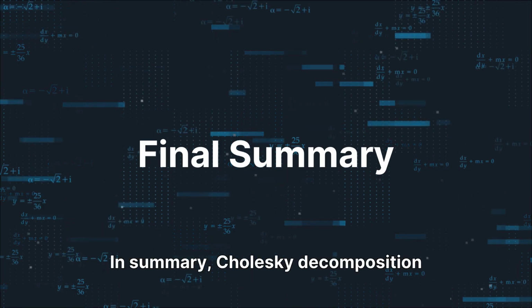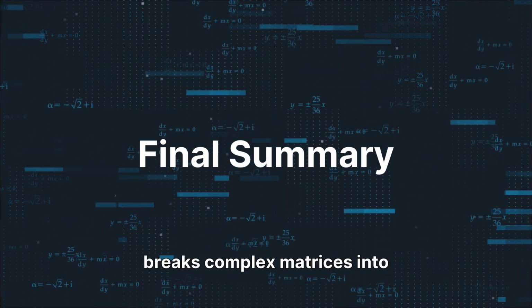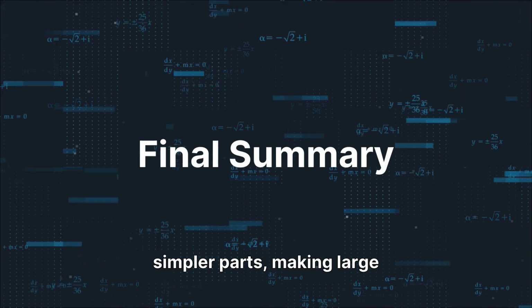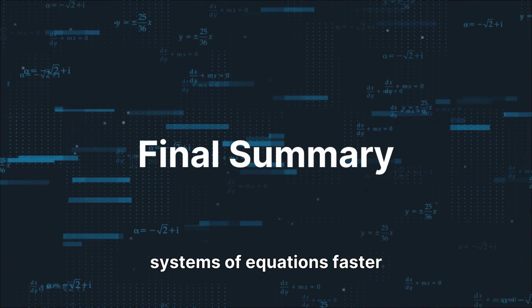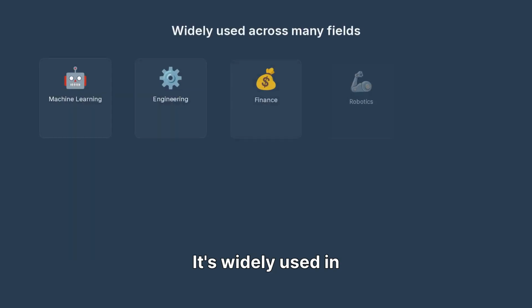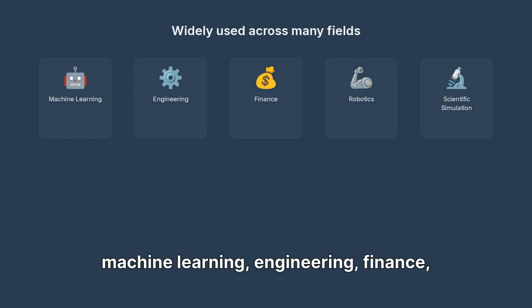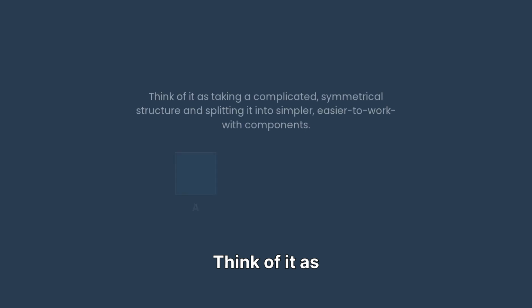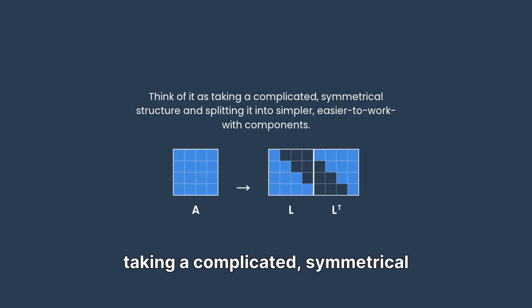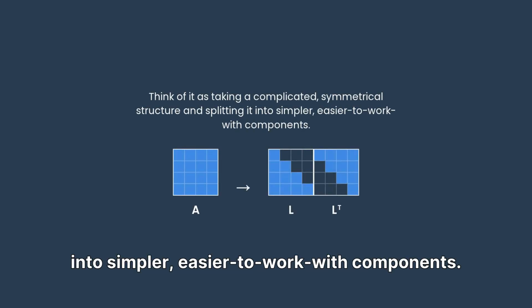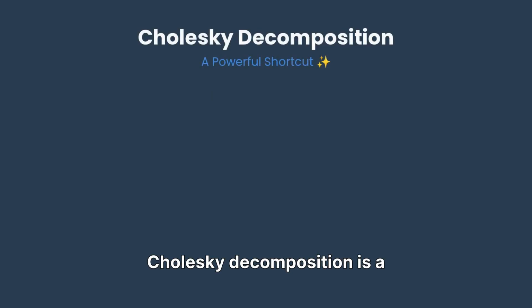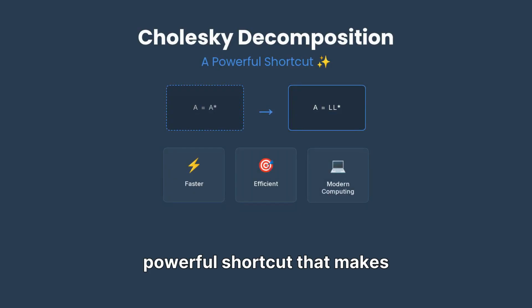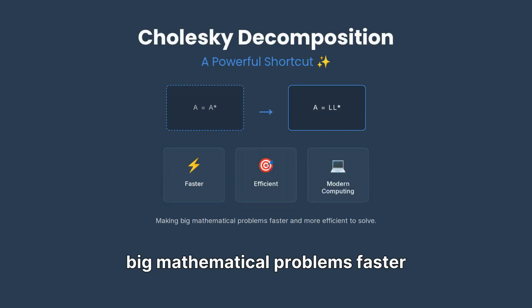In summary, Cholesky decomposition breaks complex matrices into simpler parts, making large systems of equations faster to solve. It's widely used in machine learning, engineering, finance, robotics, and scientific simulation. Think of it as taking a complicated, symmetrical structure and splitting it into simpler, easier-to-work-with components. Cholesky decomposition is a powerful shortcut that makes big mathematical problems faster and more efficient to solve in modern computing.